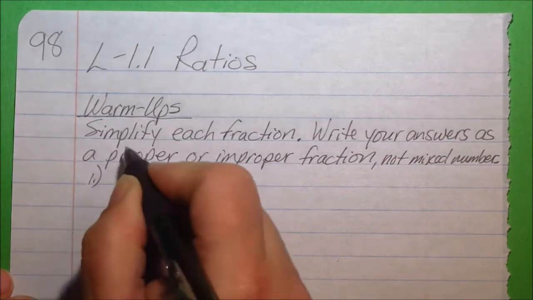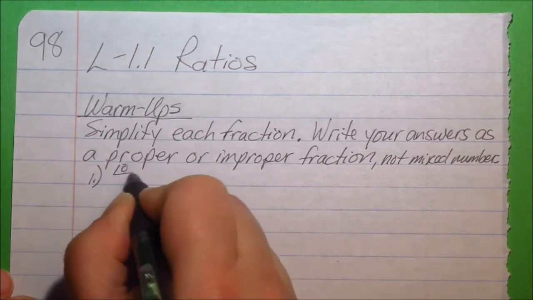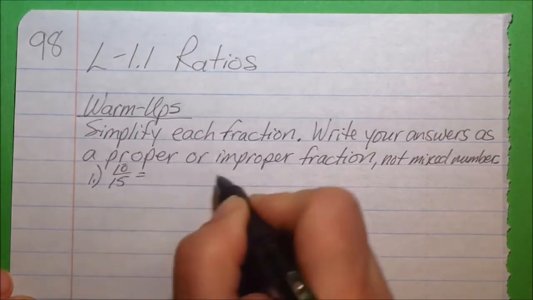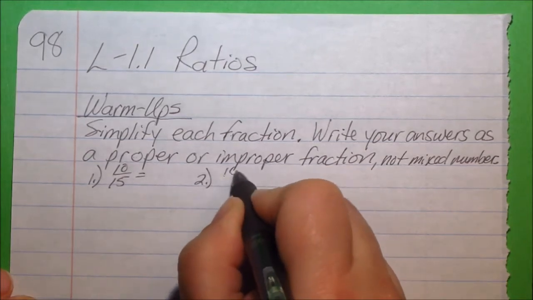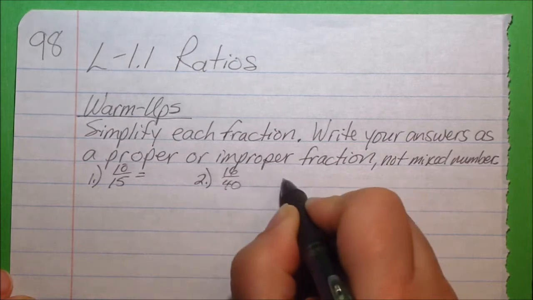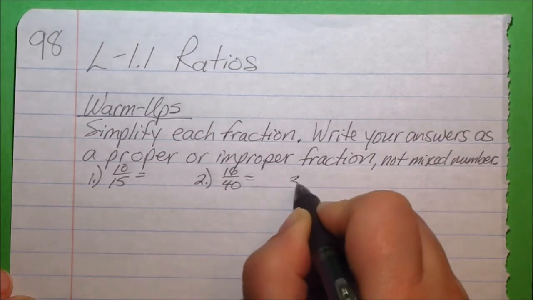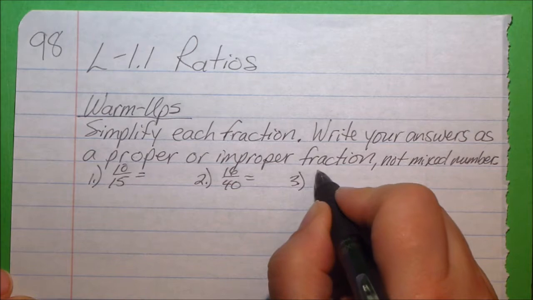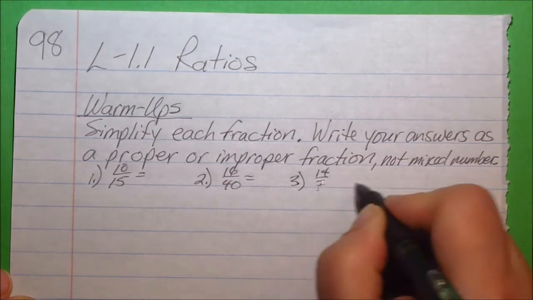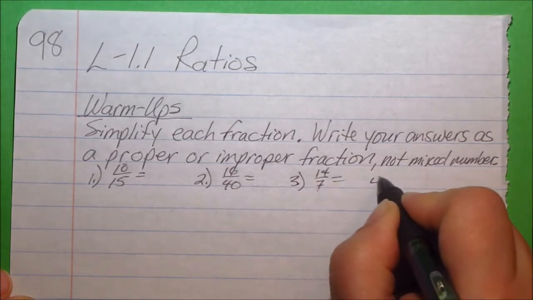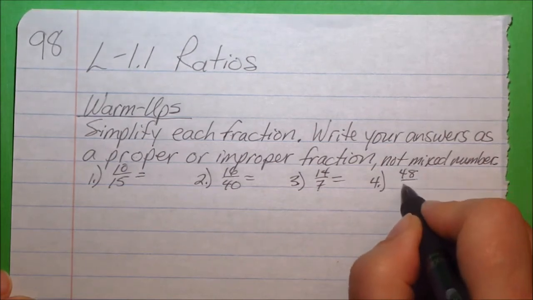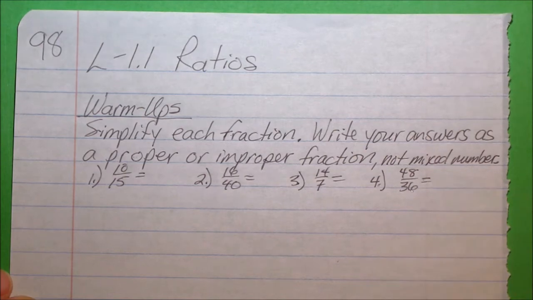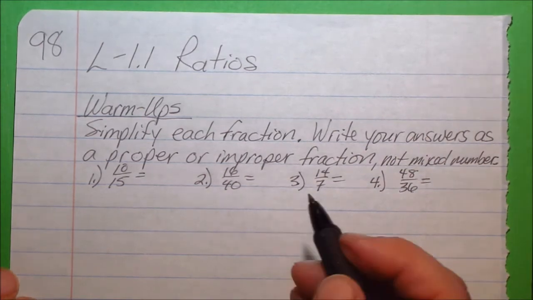All right, so the first one is 10 over 15. Second one, 16 over 40. Third one, 14 over 7. Fourth one, 48 over 36. So let's just get a little bit of practice in how to simplify fractions.